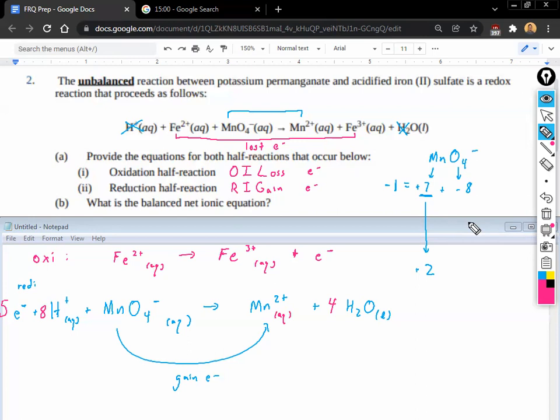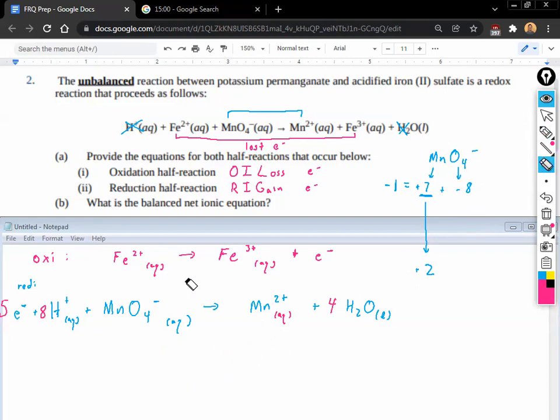And bouncing off Mr. Pepik's comments, we're going to go into part B where it says, what is the balanced net ionic equation? Now, if you guys remember, the net ionic equation has to do with the ions, right? We need to combine everything. Sorry, do you have a question? Oh, my bad. It looked like your hand was up.